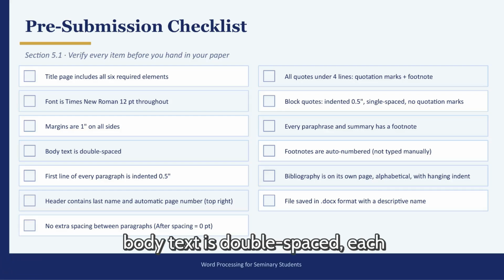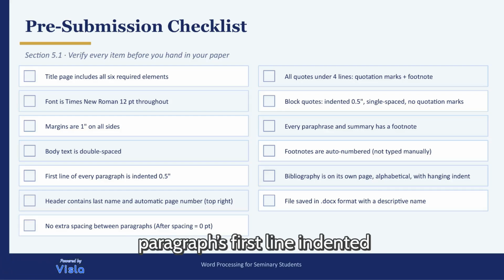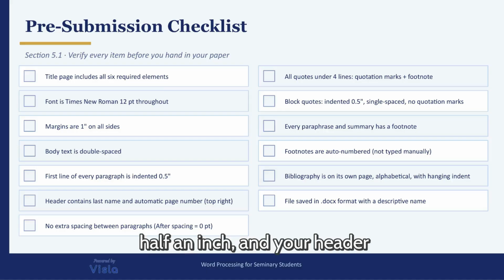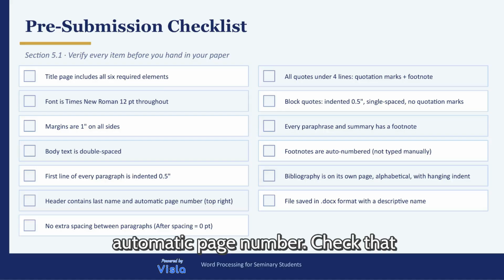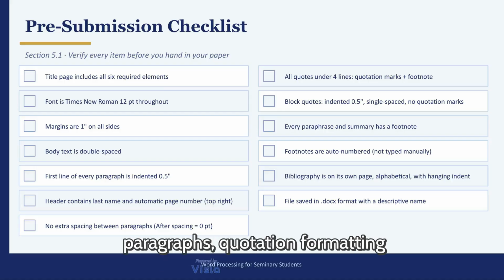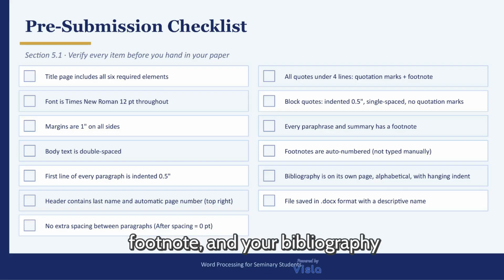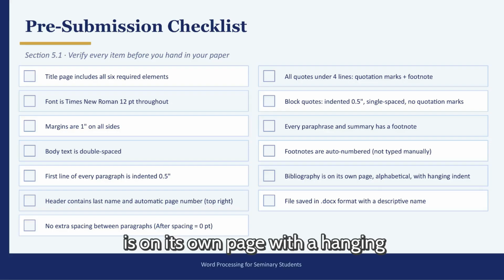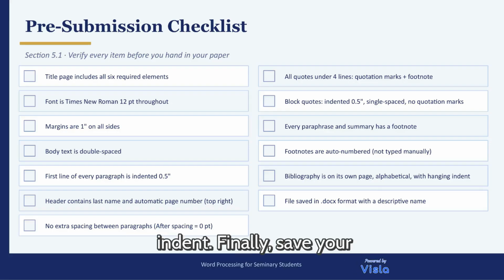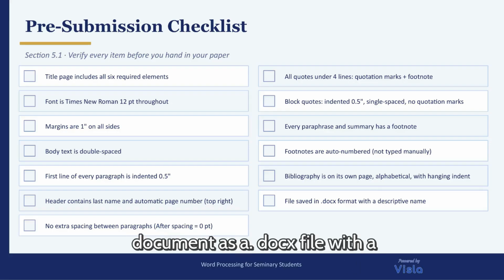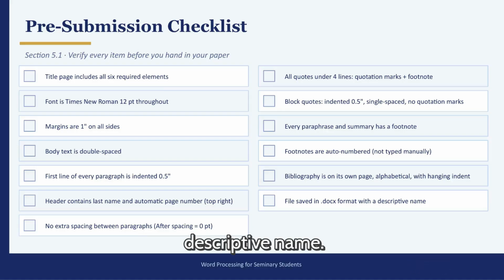Ensure the body text is double-spaced, each paragraph's first line indented half an inch, and your header displays your last name with an automatic page number. Check that there's no extra spacing between paragraphs. Quotation formatting follows Turabian rules. Every paraphrase and quote has a footnote, and your bibliography is on its own page with a hanging indent. Finally, save your document as a .docx file with a descriptive name.